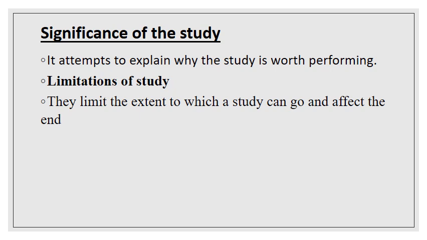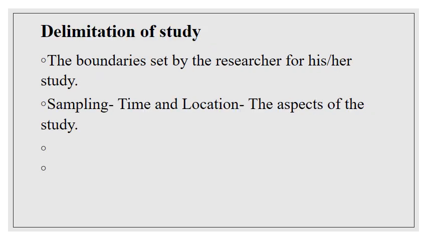What is the study about, and which area does it cover in terms of the theoretical framework of the study? Limitation: the boundaries set by the researcher for this study. The time, the place, the location: what time this study is going to be conducted, and the population, the people among whom this study is going to be conducted. You can make limitation and delimitation in just one heading.